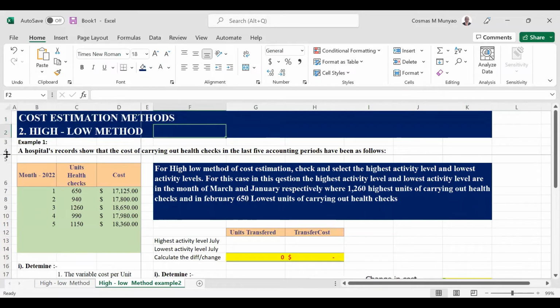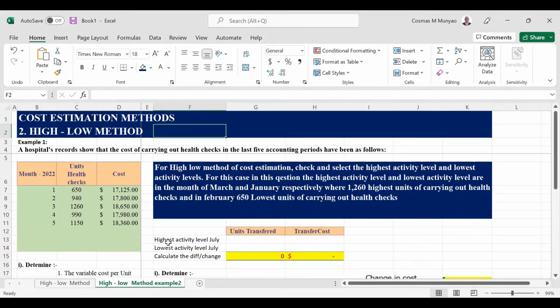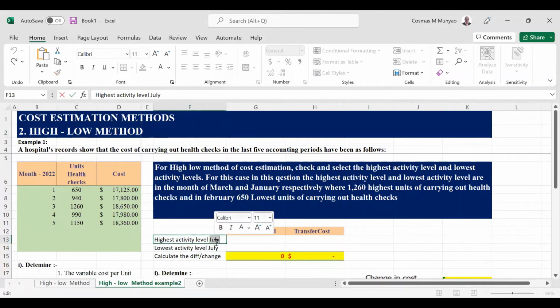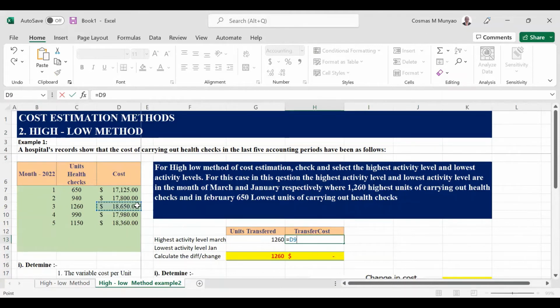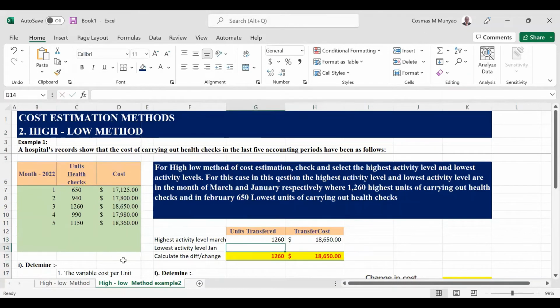This is what we are emphasizing. This is the concept. At the highest level, in March, they recorded 1,260 units, and the lowest is in January. So the highest level activity in March, 1,260, and the cost is 18,650. This is the highest. This is also the highest cost incurred.